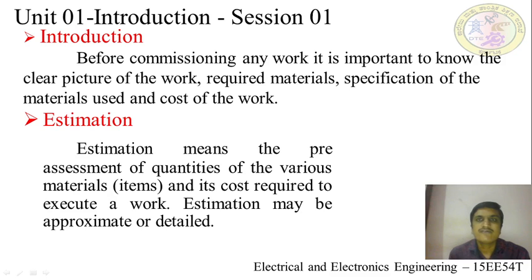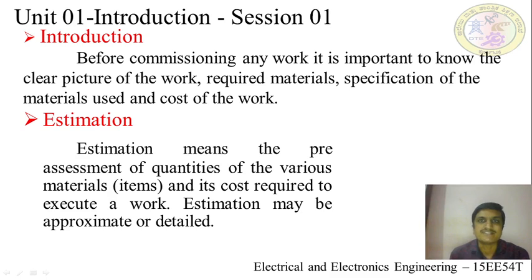For example, if you want to purchase a switch, which type of switch you want, either a two-way switch or a single-way switch, 6 amps or 15 amps, like this. These are all things that will be there in the specification. So you have to know the specification of those materials and the cost required to execute the work, including the material cost, labor charges and other charges, etc. To know all these things, what we have to do? We have to prepare an estimation.